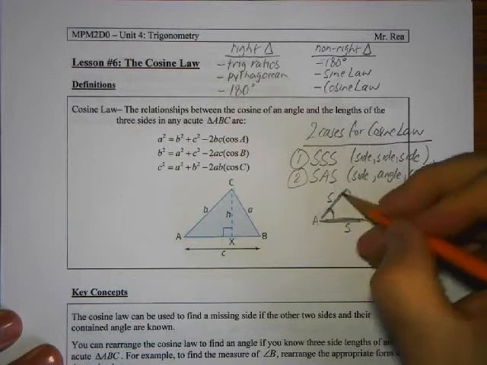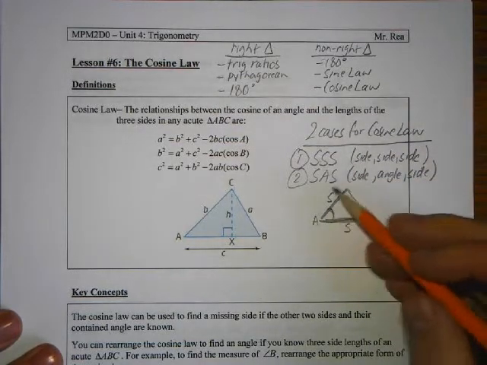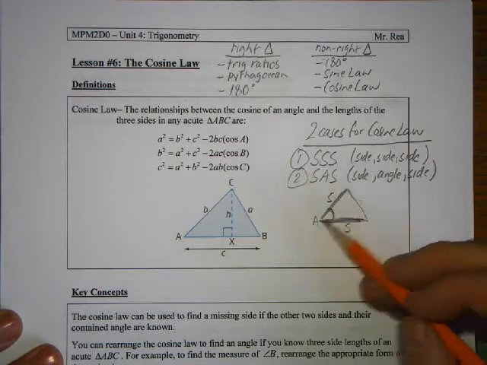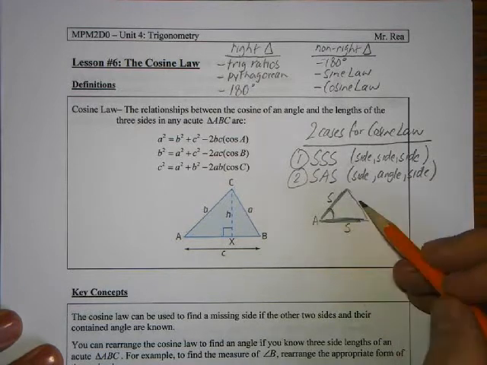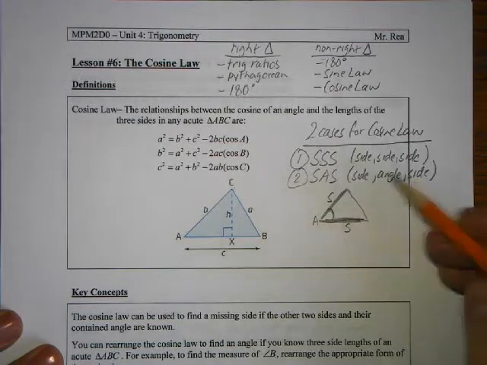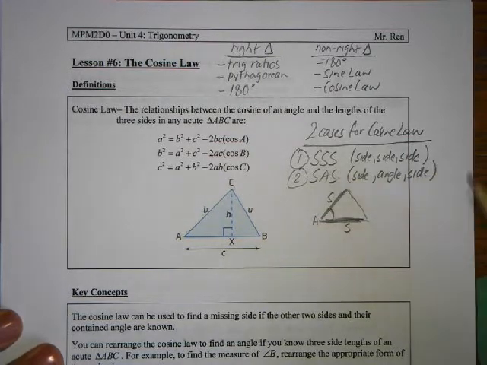If you have this situation, you can tell that this isn't enough for the sine law because you don't have an angle on its opposite side anywhere. But it is enough to use the cosine law. So these are the two cases.